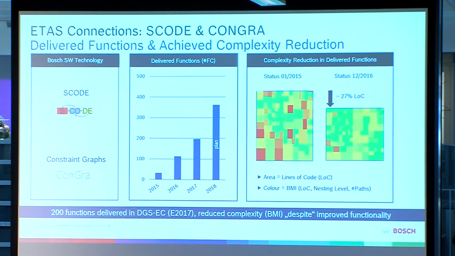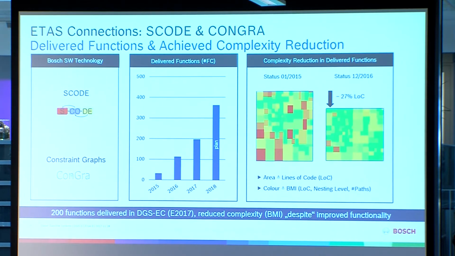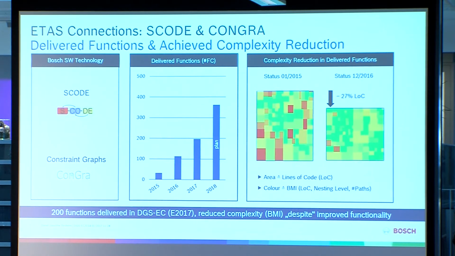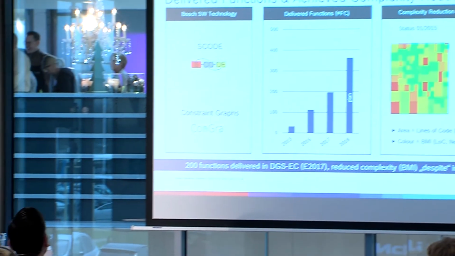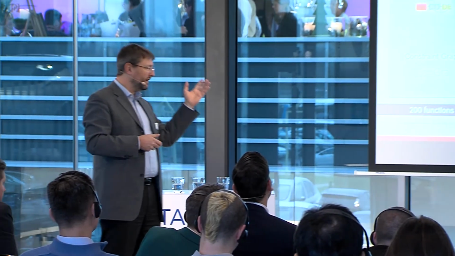And the color depicts complexity. That's the Bosch maintainability index, matrix complexity, and so on, just in order to have a figure which gives you an indication of how complex it is. So red means more complex, yellow is less complex, and green is least complex. And this is where we started off. These are the 200 functions, and this is the result. You can see the trend is clear, towards green, and the rectangle itself is smaller.